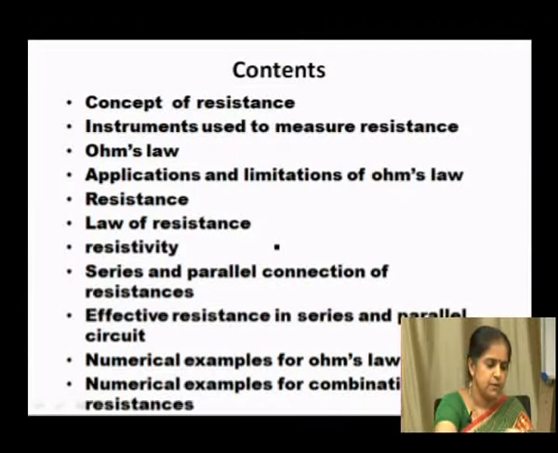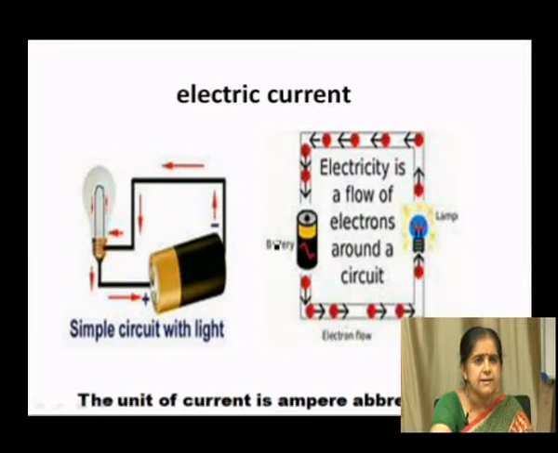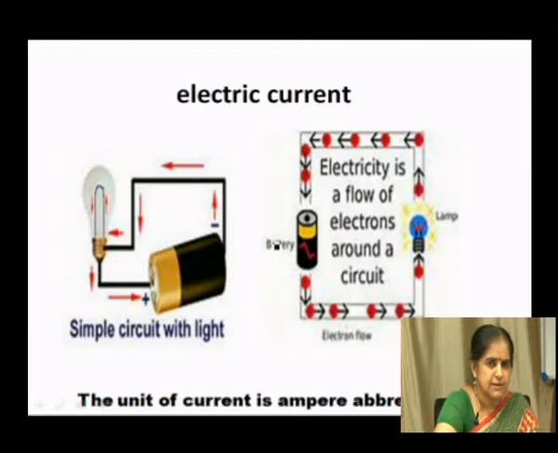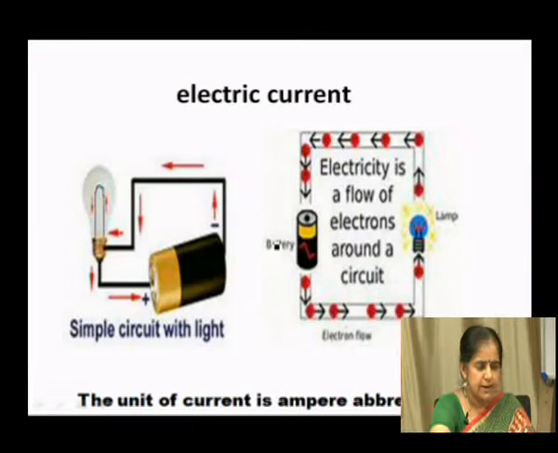First, let us see what is electric current. Electric current is nothing but the flow of electrons around a circuit. In this slide, you can see the diagram. There is an electric circuit which consists of the source of electrical energy, and the current is flowing through the circuit, and the flow of electrons has been represented, and as soon as there is flow of current in the circuit, the lamp glows. This flow of electrons in the circuit is known as electric current, and the circuit which carries the current is known as electric circuit. The unit of current is ampere, abbreviated as amps.